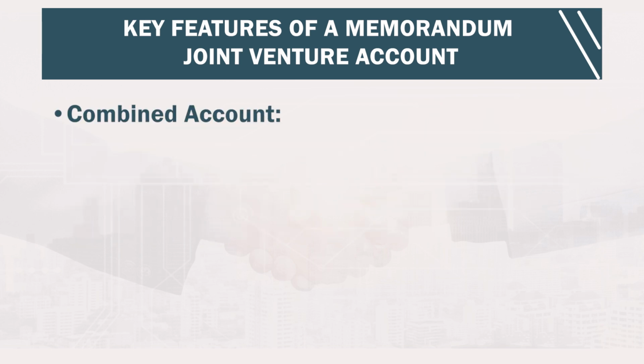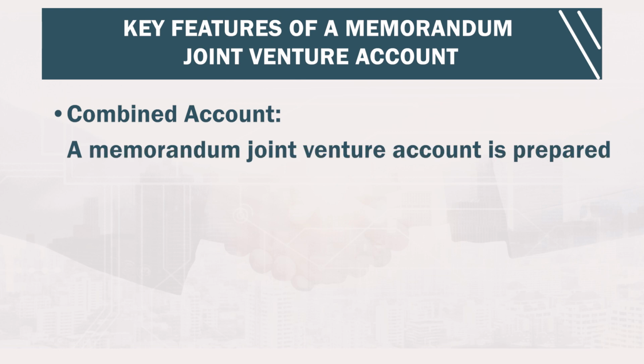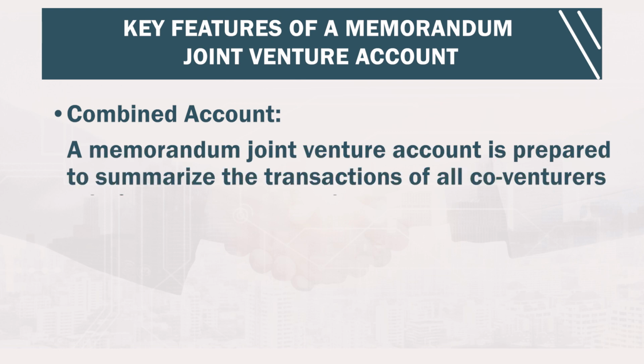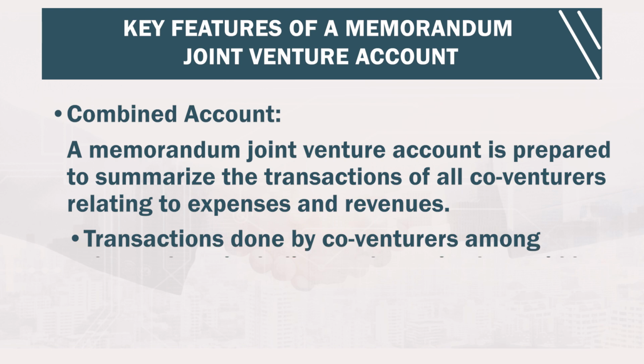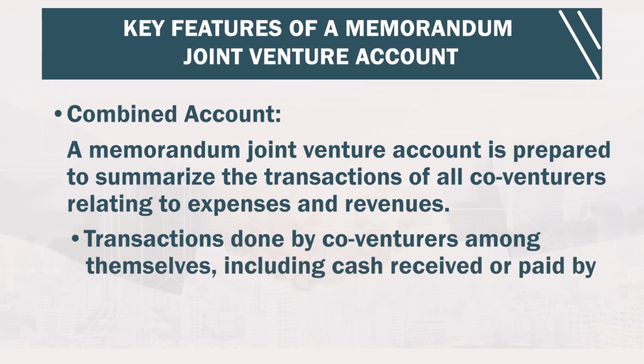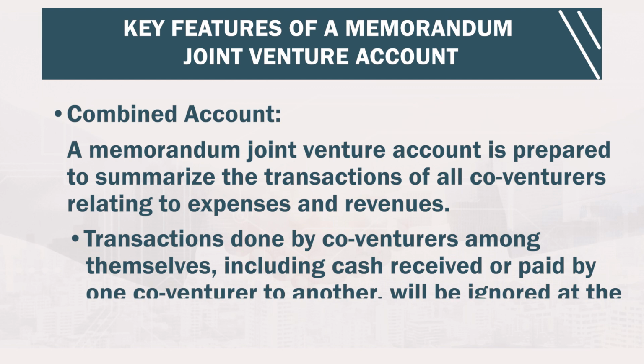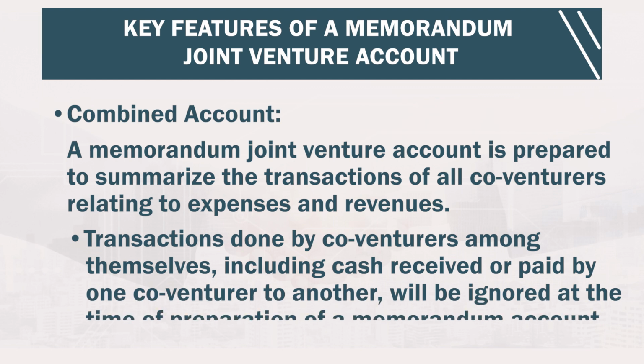Combined accounts. A memorandum joint venture account is prepared to summarize the transactions of all co-venturers relating to expenses and revenues. Transactions done by co-venturers among themselves, including cash received or paid by one co-venturer to another, will be ignored at the time of preparation of memorandum account.